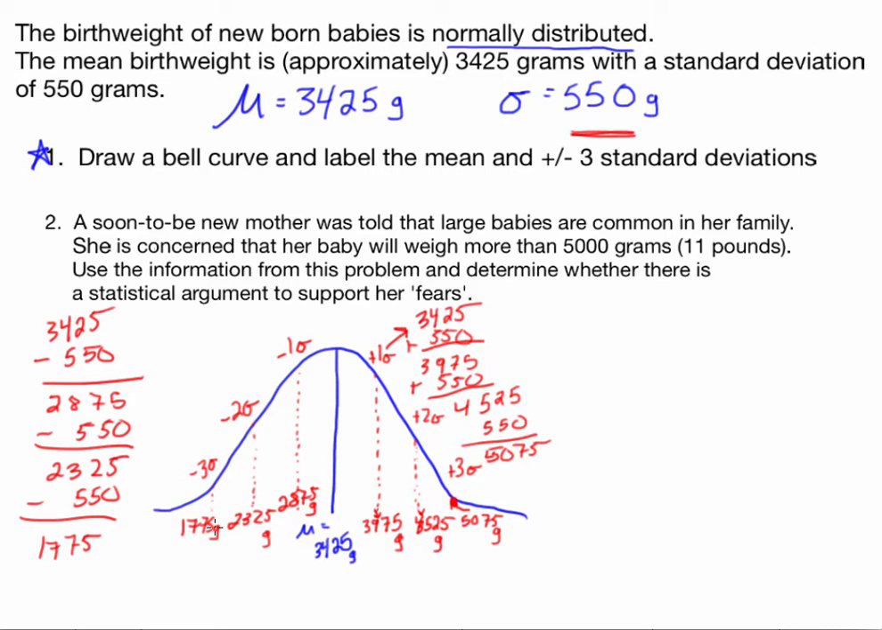So the idea here is that we can label our bell curve. Given that we know it's normally distributed, the mean is going to be in the middle, and then depending on the size of our standard deviation, in this case 550 grams, we can label plus or minus 3 standard deviations. You will absolutely need to be able to do this on an exam. Let's look at the next page, where we actually want to take this question, as we'll read on the next page, and apply this normal distribution to find percentages.